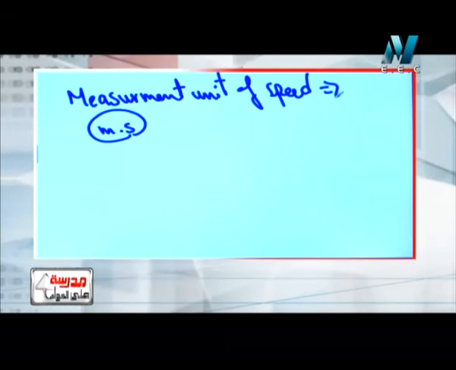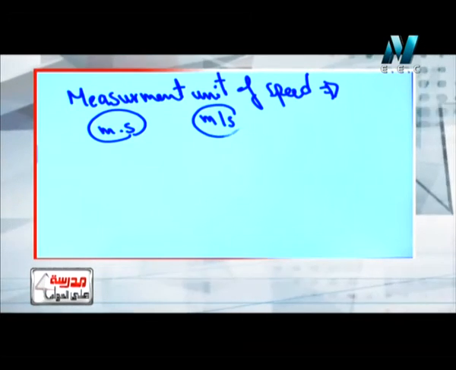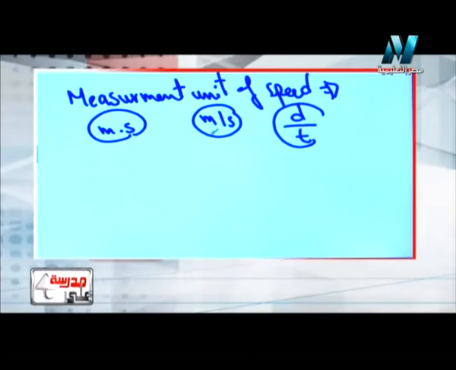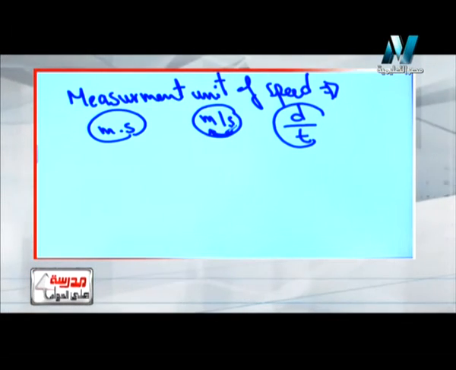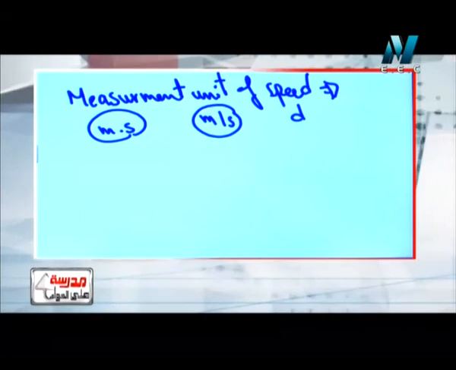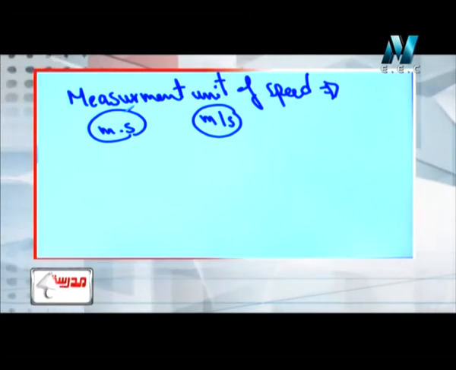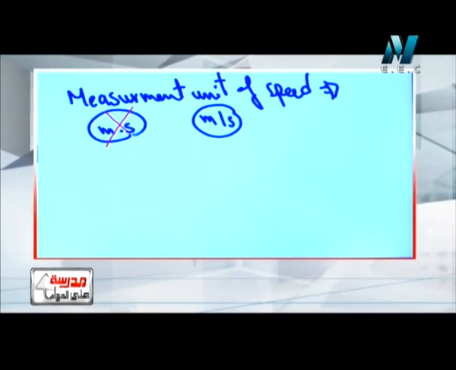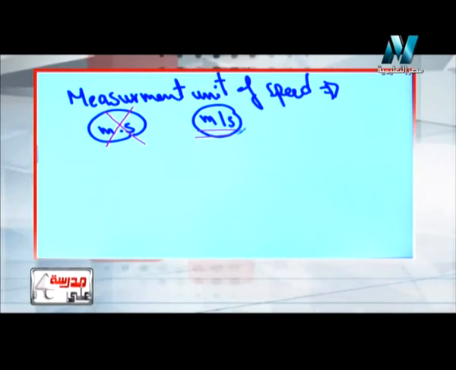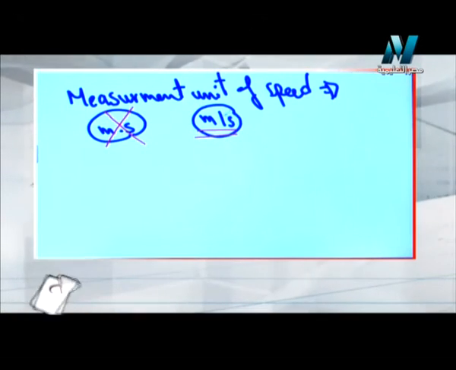The measuring unit of speed we know is meter per second, not dot second, because we have distance divided by time. So meter per second, not meter divided by second. We can answer according to the mathematical rule or the measuring unit. So here it is completely wrong. We have meter per second, not meter dot second or meter times second.